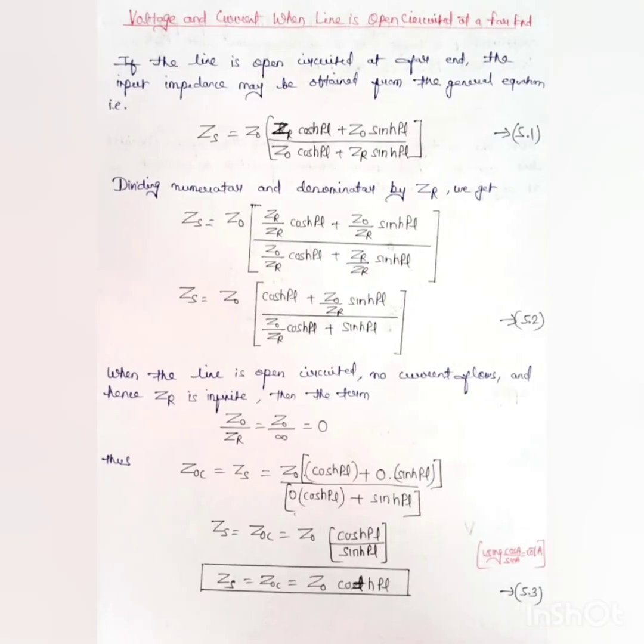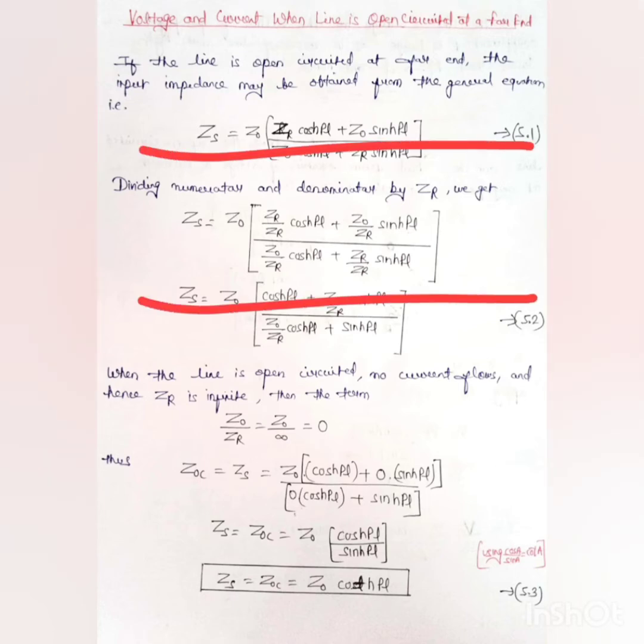Now moving on to the next, we have to find out the voltage and current equation when our transmission line terminating end is open circuit. That means if this is our transmission line and our terminating end is open, there is no load impedance present here at the receiving end. So in that case our voltage and current equations and impedance have different formulas.